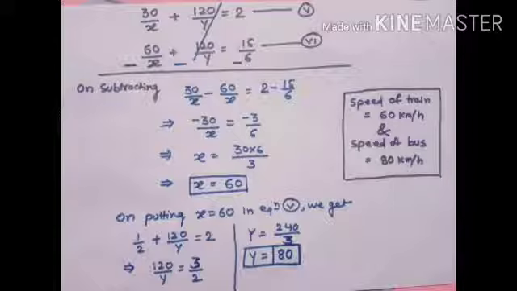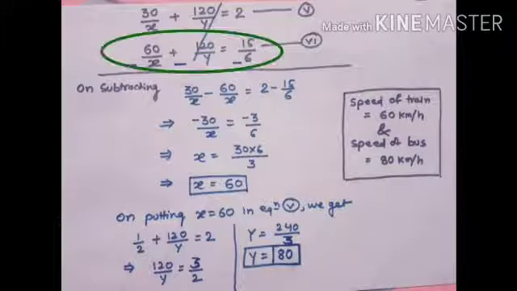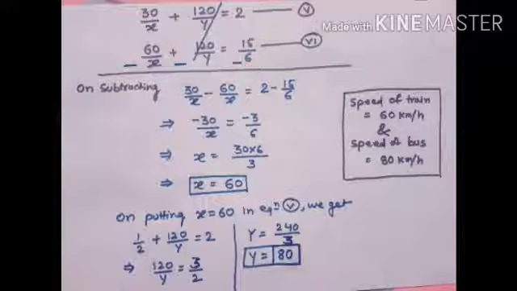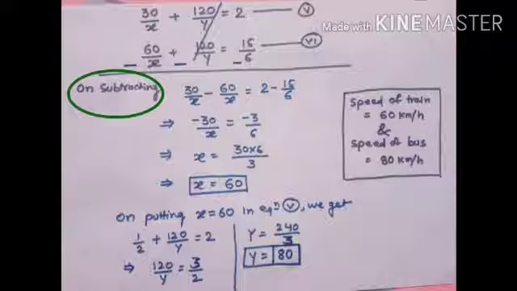Now you can see we get equation number 5: 30 divided by x plus 120 divided by y equal to 2. And similarly we can get equation number 6 as 60 divided by x plus 120 divided by y equal to 15 by 6. Dear students, you can see that we have equated the coefficients of y from both the equations, and both are having the same sign. So we have to subtract these equations.